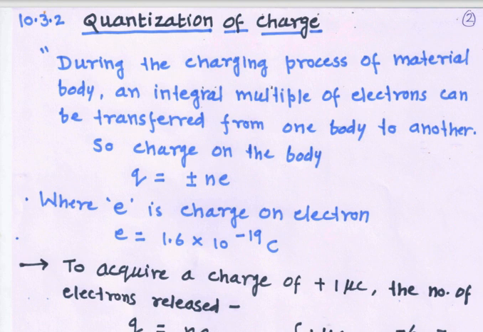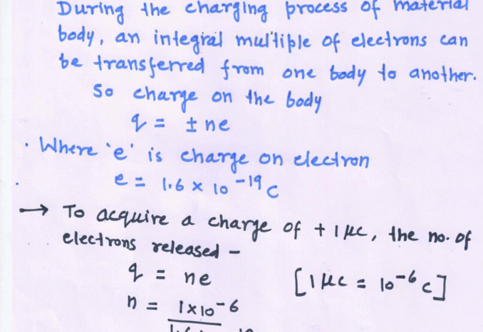Now, this is an example: if you want to acquire a charge of plus 1 microcoulomb on a body, then how many electrons are released?